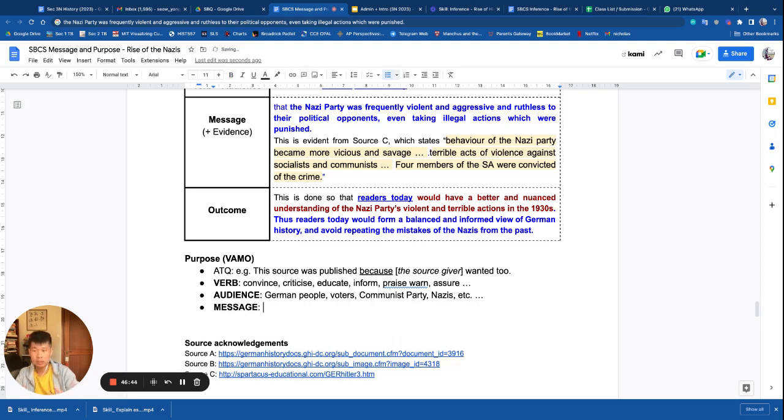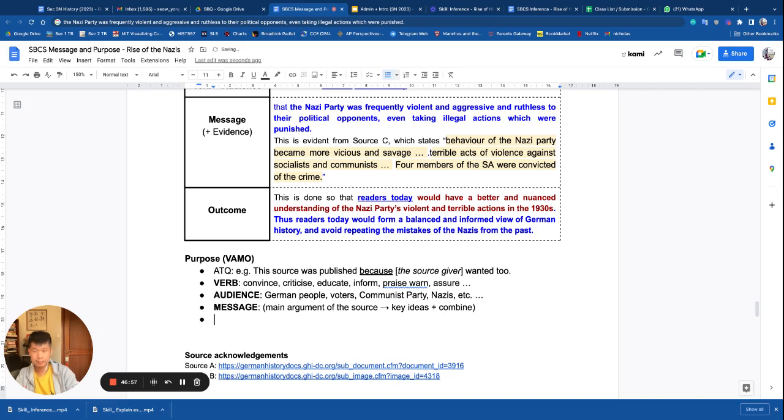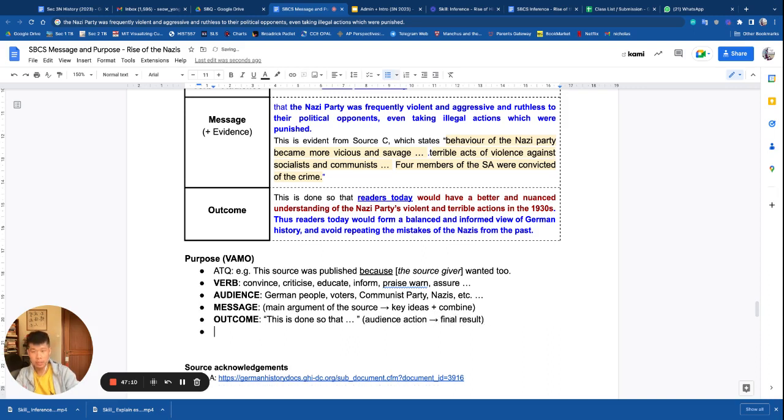Message. We learned this in the first part of the lesson. Main argument of the source by extracting ideas, combining them, and outcome. This is done so that, and then we have the audience action that leads to the final result, and historical context. So you put in your own knowledge.